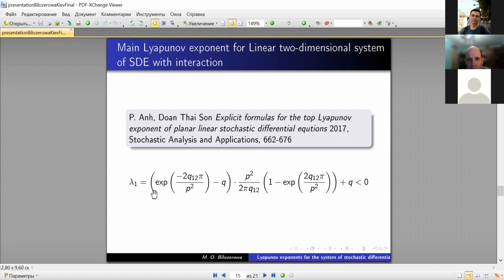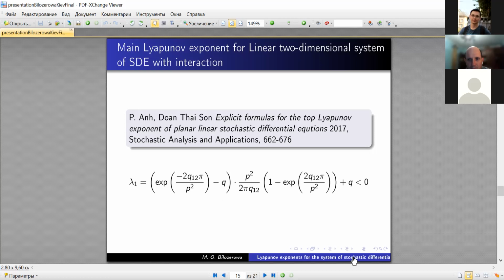Let us see why. Let us see the first part. Exponent in some power, it is positive. Q is negative, therefore minus Q is also positive. So this first one is positive. Then if Q12 is negative, then exponent in such a power, it is exponent in the negative power, and it is less than 1. So the third expression is positive. So all that is negative, and Q is also negative, and so the sum is negative in this case.